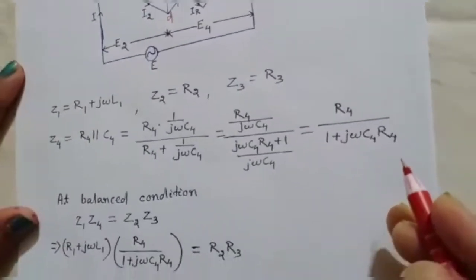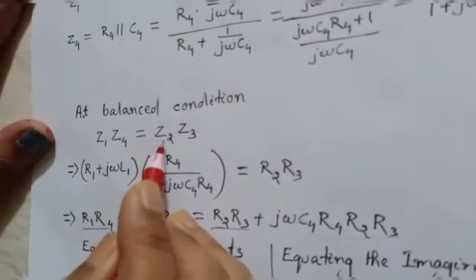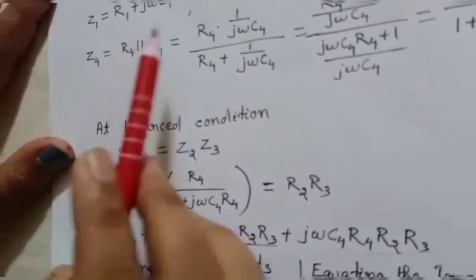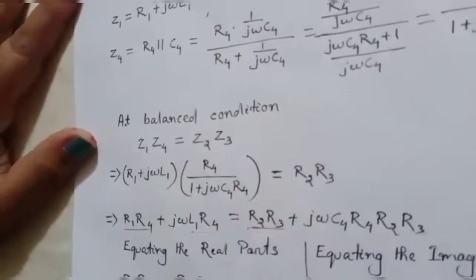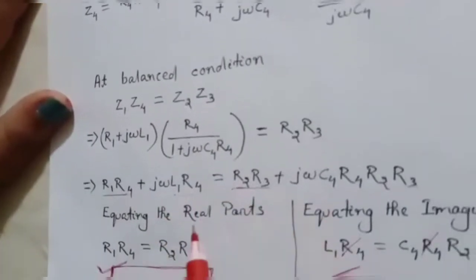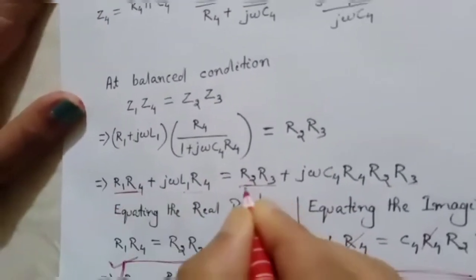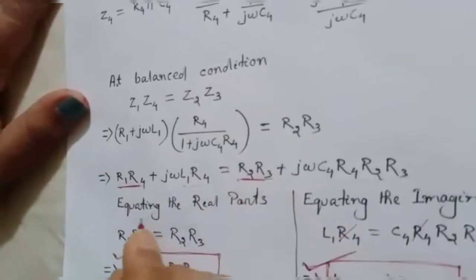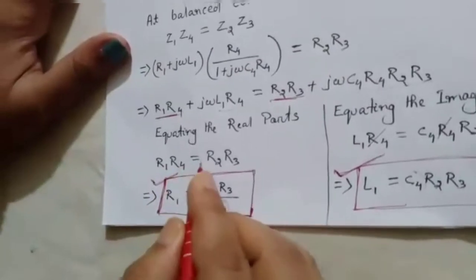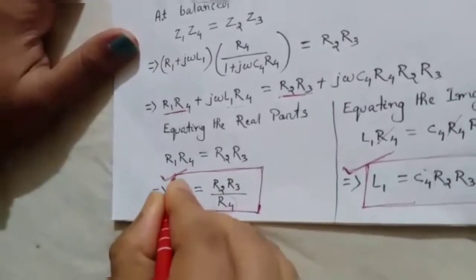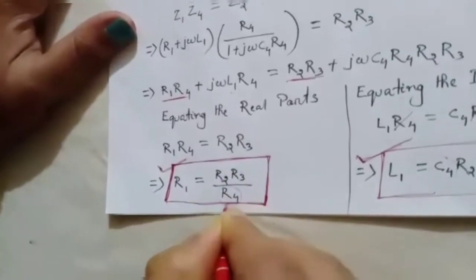Then at balance condition, the formula must be Z1 Z4 is equal to Z2 Z3. Putting all the values of Z1, Z2, Z3 and Z4 in this balance condition equation, we get this value. After getting this, we equate the real parts from LHS and RHS, and we get R1 R4 is equal to R2 R3, and finally we need R1. So the value of R1 is R2 R3 by R4.